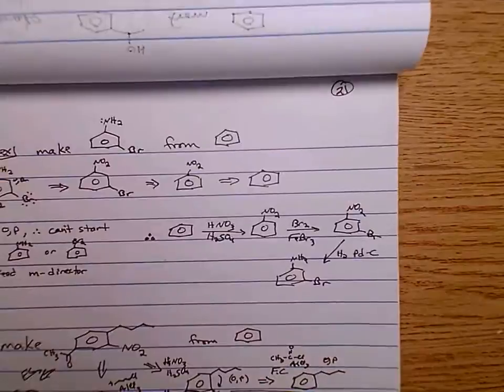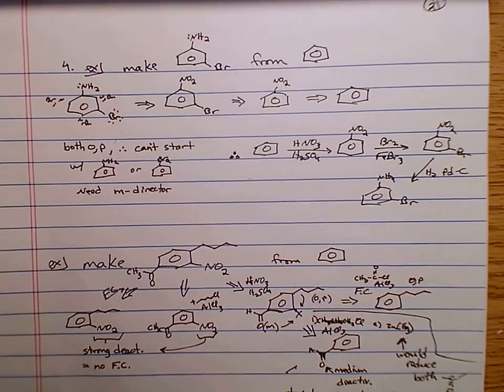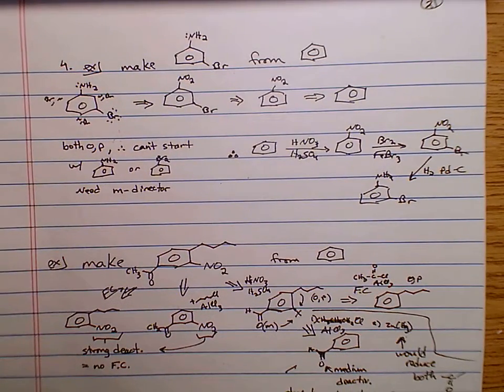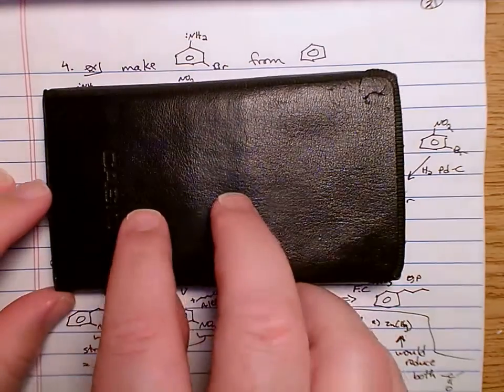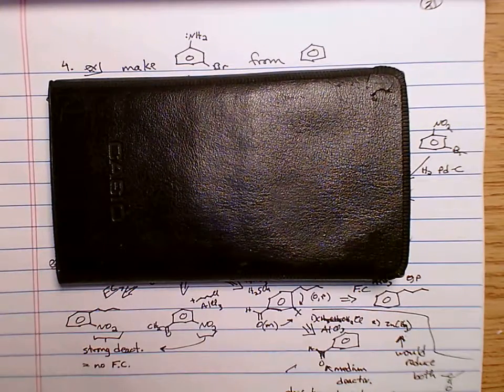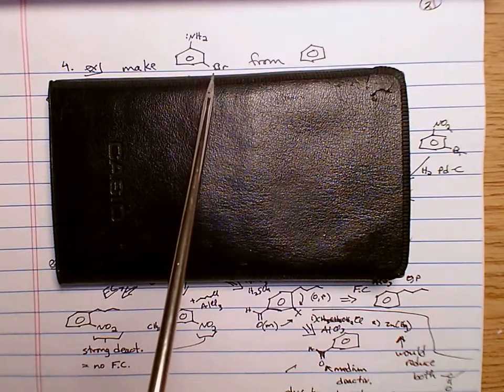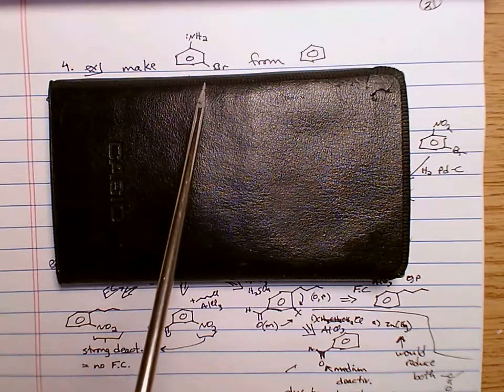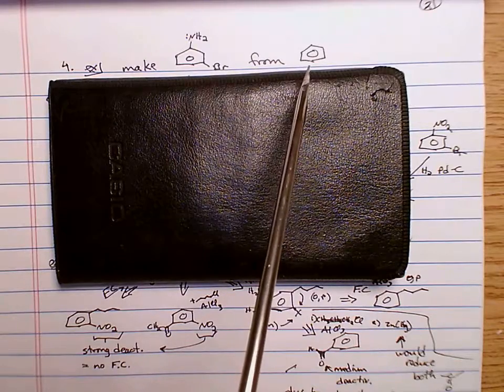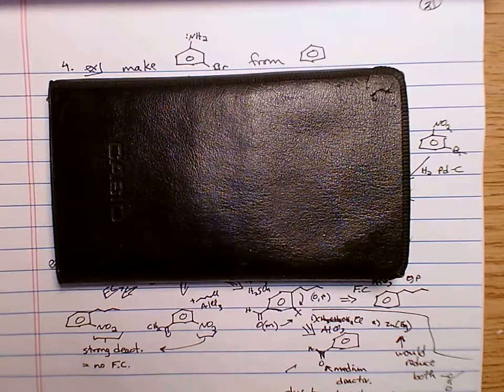The last page, I'm just going to end this by showing you this last page. This is synthesis. This is stuff you need to work out. So, starting with benzene, make this molecule. Make metabromoaniline from benzene. How do you do that? I'd recommend you stop the video and work on it.